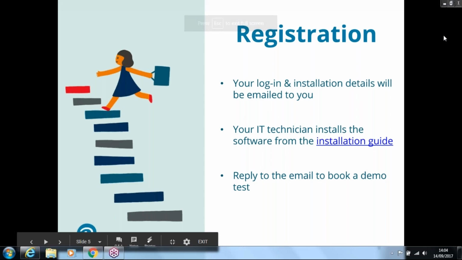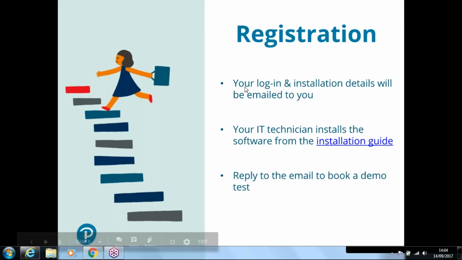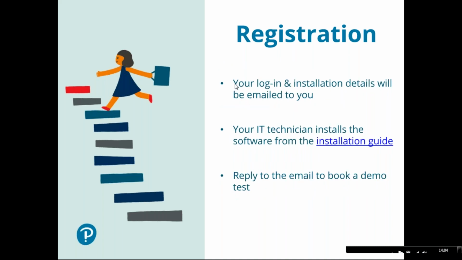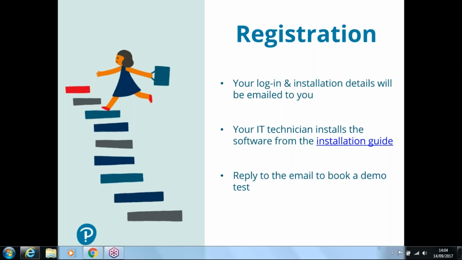Okay, so what will happen once your account has been created, after you've sent that form back to your account specialist? They'll create the account for you, and then they'll email you with your login and installation details, so your username and password, and the installation details. The installation guide and the user guide are actually attached to this training today, so you can find a copy of it on there. If not, the qualifications.pearson.com website is the best place to go for it.